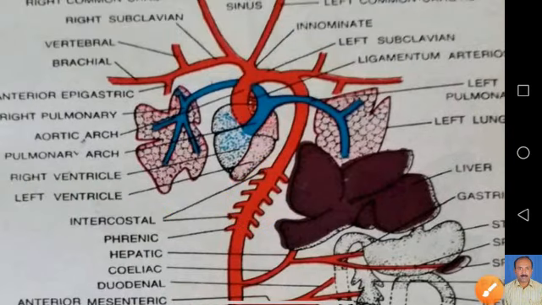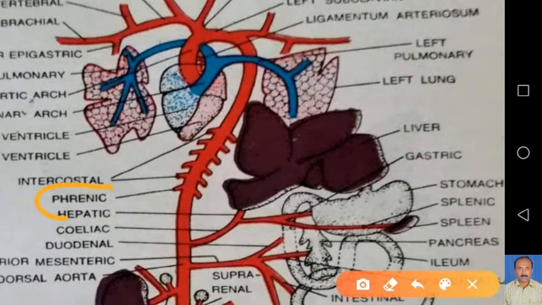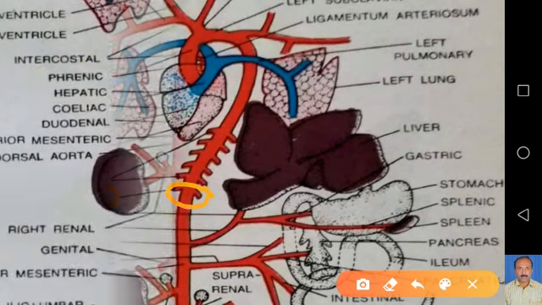Now, the intercostal arteries. These are a series of small paired arteries. They leave the dorsal aorta in the thorax and run outwards, and they supply blood to the intercostal muscles of the ribs. Phrenic arteries are a pair of arteries which supply blood to the diaphragm.